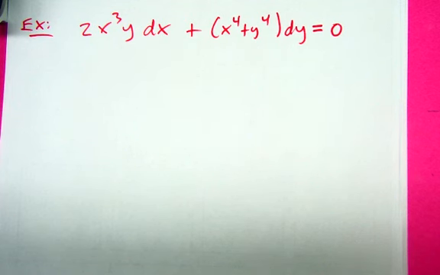Eventually you just have to remember homogeneous: I either do y equals ux or x equals vy, substitute it in and go. Once you do two or three of these, you'll know exactly what to do each time.